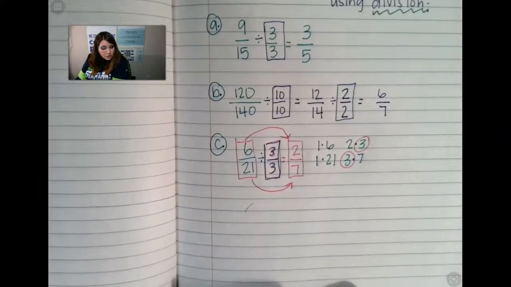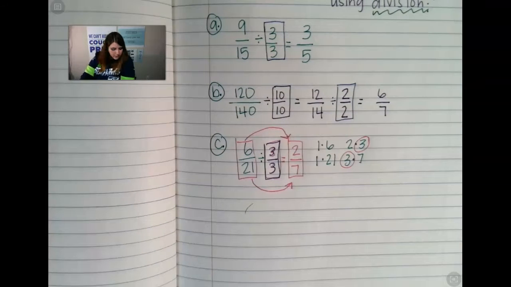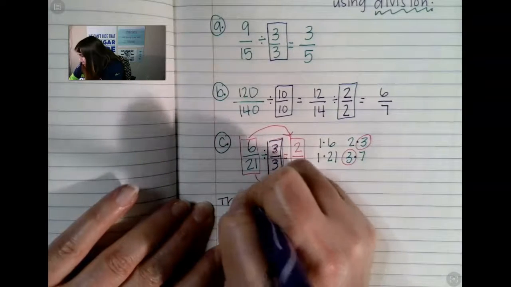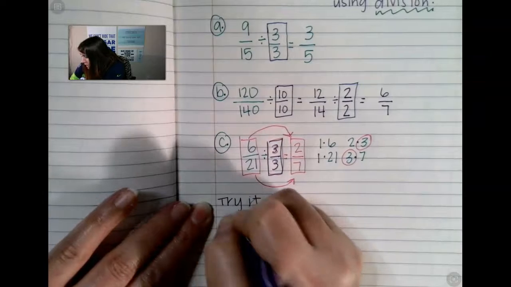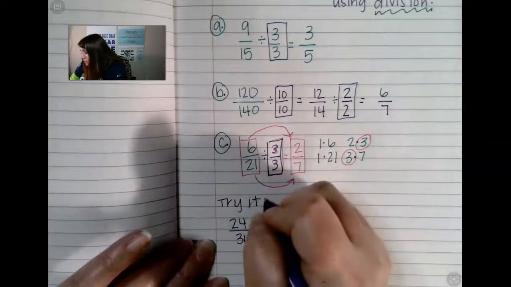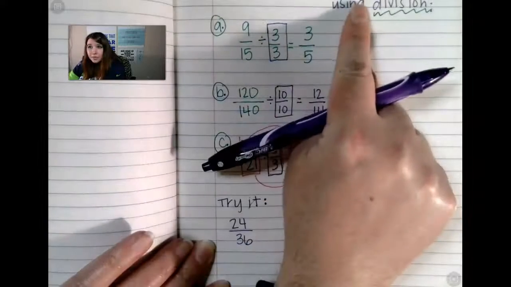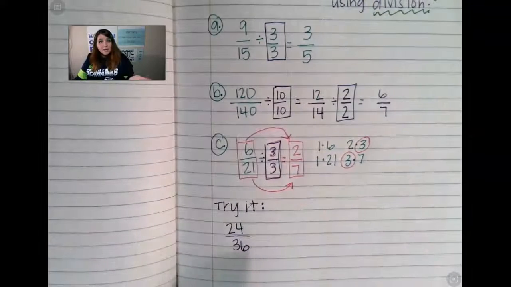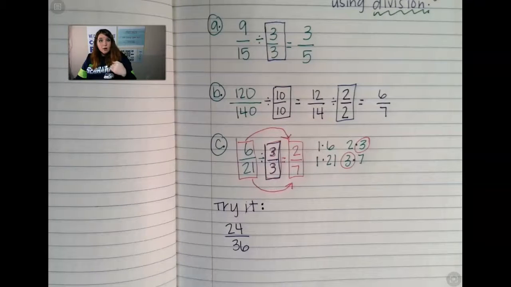Okay, we are going to do a try it now. We're going to do a try it, and I would like for you to do a try it of, let's see here, 24 over 36. So try it. You're going to do 24 over 36, and I want you to find me an equivalent fraction with reducing or simplifying. Okay, hit pause right now so you don't hear me solving this, and then come back and hit play when you are ready.